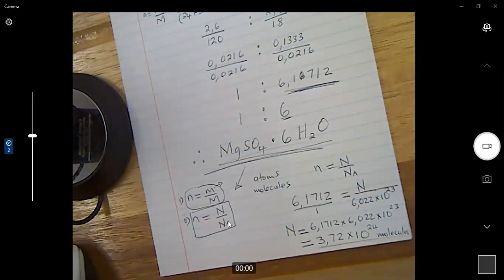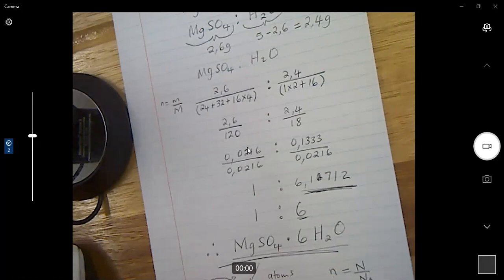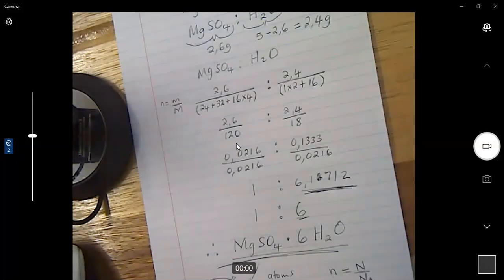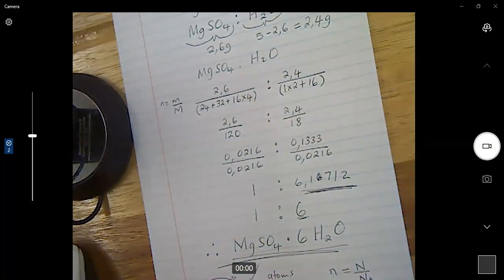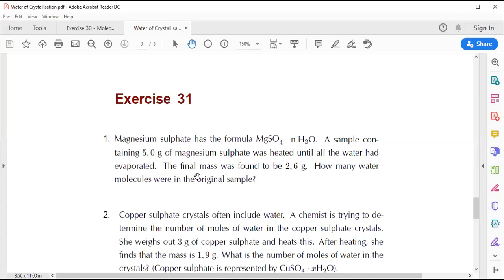2.6 over 120. I'm lost. Where? Oh, that up here. Okay. Come again. 10 minus 2.6. Where did you get the 10? Let me check. Did you check the right question here? Because I think the 10 comes after this. Because here in the question we don't have a 10. Where are you getting the 10?